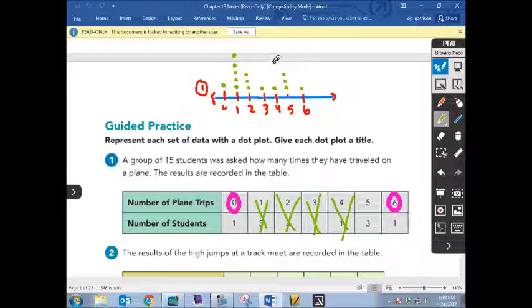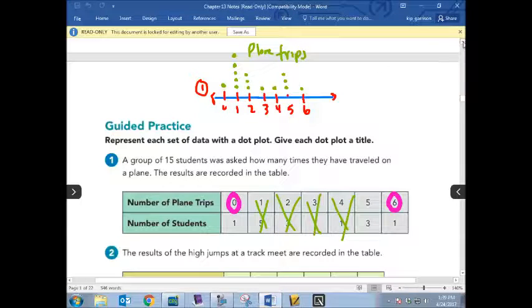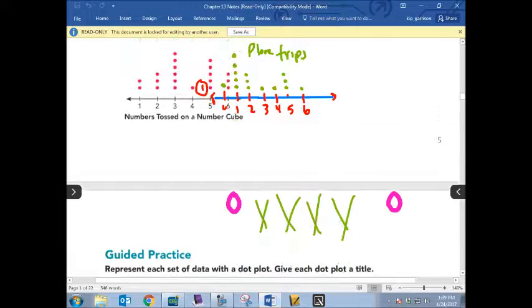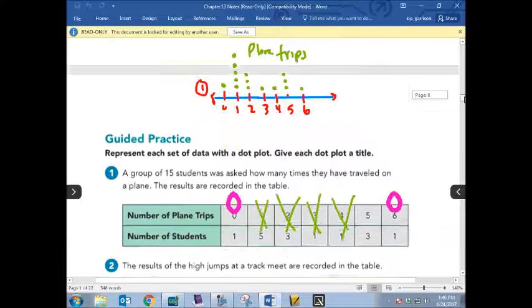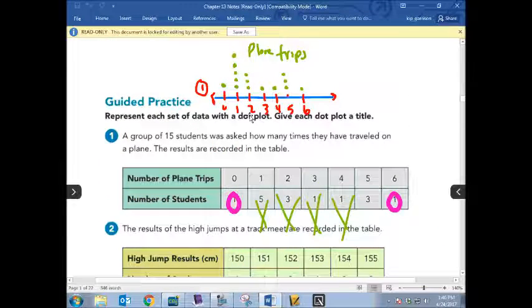And then we should always name our plot here, our dot plot, and in this case, maybe we just name it plane trips. I think that's a good name. You always need to give names to everything in this chapter. Histograms, dot plots, everything. You need to give it names always. That could be written below down here or above. Either way, I'm fine with it.